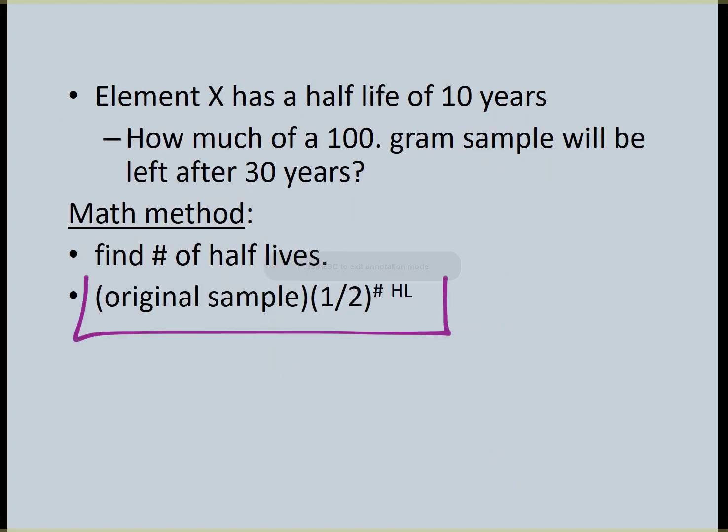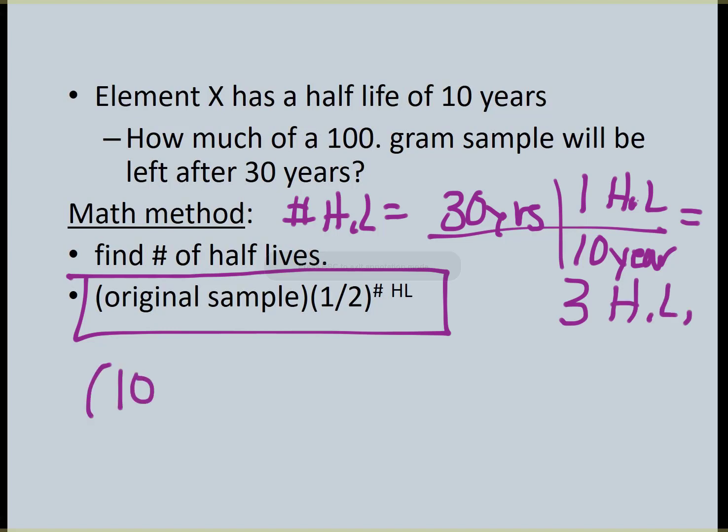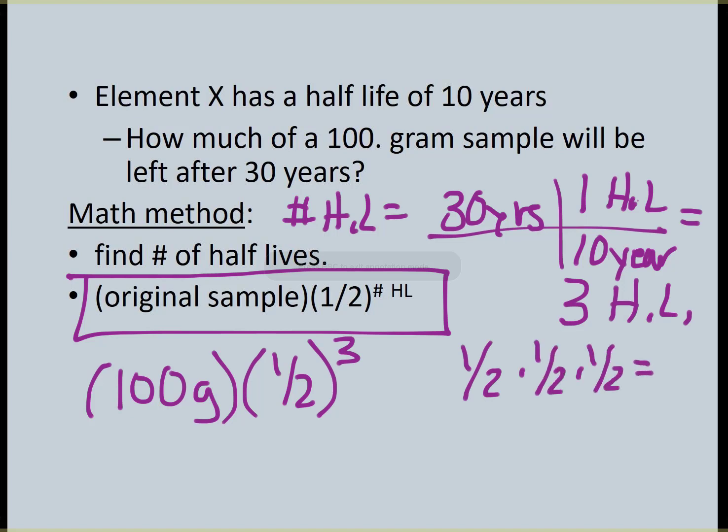Mathematically, you can figure this out by taking your original sample and multiplying it by 1/2 raised to the number of half-lives. So to find the number of half-lives, you're going to take the total years, so 30 years, and you'll divide by the half-life. So 10 years is equal to 1 half-life. So there's my conversion factor. I'm going to have 3 half-lives. So I have 100 grams times 1/2 raised to the 3. And so this is going to be 1/2 times 1/2 times 1/2, or 1/8.